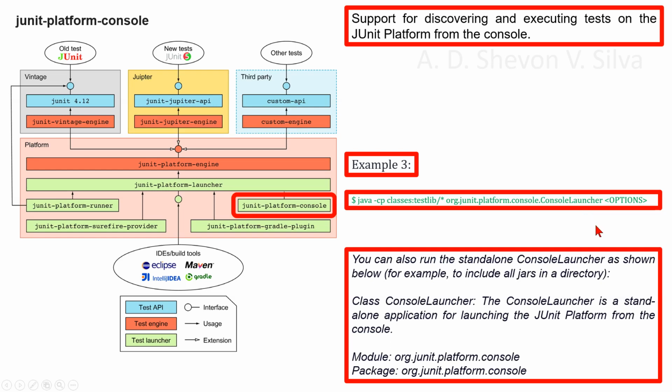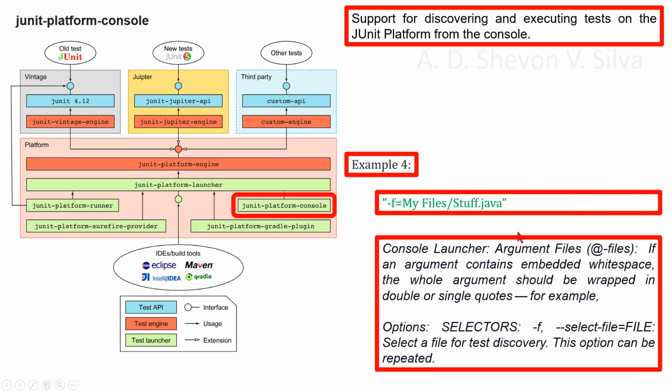The class ConsoleLauncher. The console launcher is a standalone application for launching the JUnit platform from the console. It's in the module org.junit.platform.console and package org.junit.platform.console. The console launcher is a command line Java application that lets you launch the JUnit platform from the console. For example, it can be used to run JUnit Vintage and JUnit Jupiter tests and print test execution results to the console.